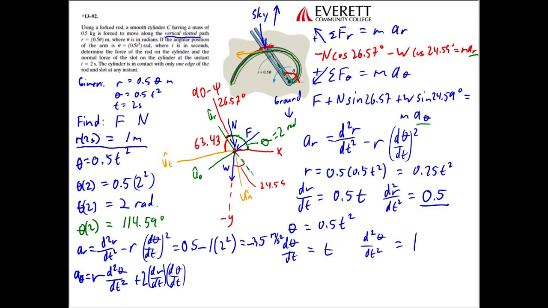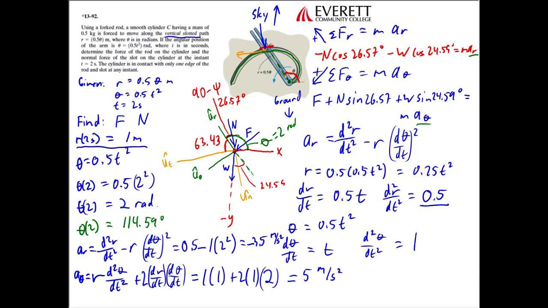So our r is currently 1, so it's going to be 1. Second derivative of theta with respect to time is also 1, so 1 times 1 plus 2 times the first derivative of r with respect to time, which is 0.5 t. T is 2, so if we plug that in, we also get 1. And d theta dt is t, which in this case is 2. So we get 1 plus 4. The acceleration in the theta direction should be 5 meters per second squared.